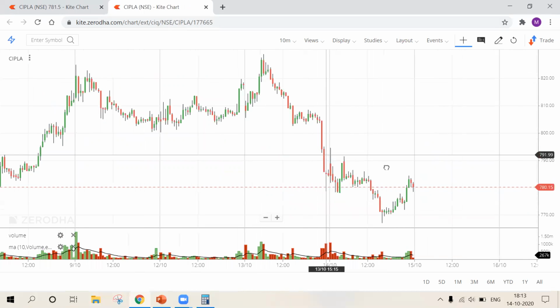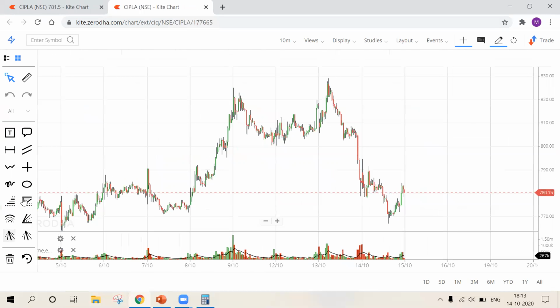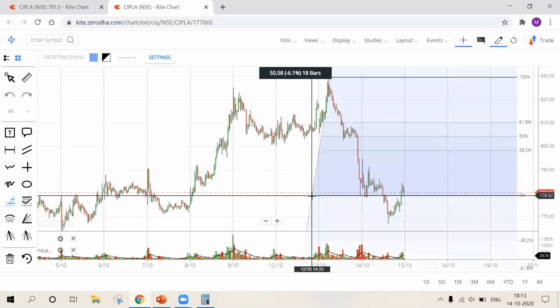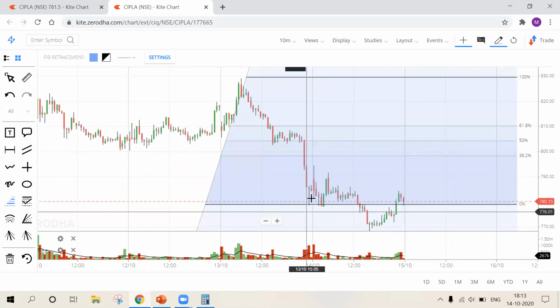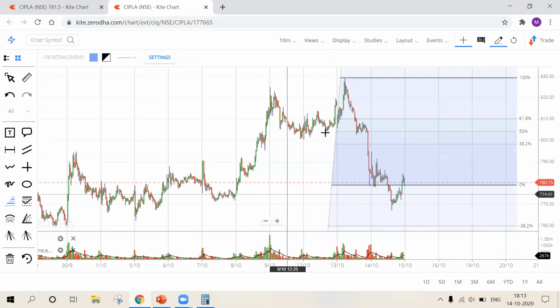So this is Cipla. Yesterday's market was a big boom for Cipla. So I'll select Fibonacci and connect the day's high and day's low. See, this is yesterday's day low, and this is the day's high. Okay, so I'm gonna draw all those levels.